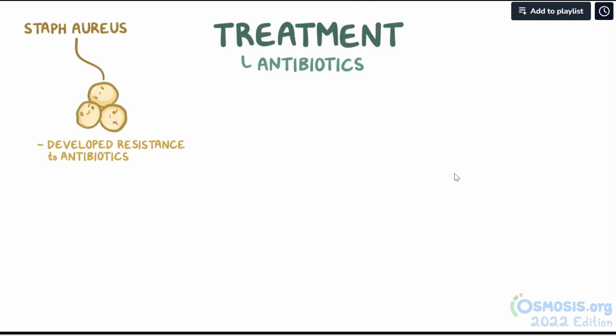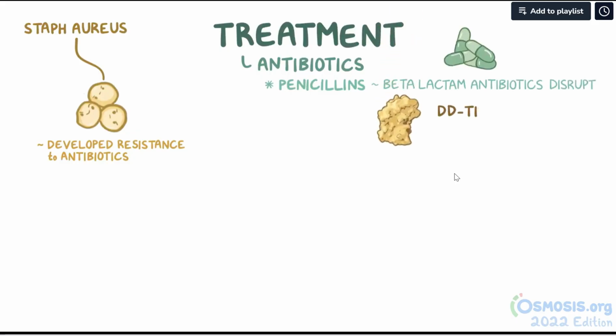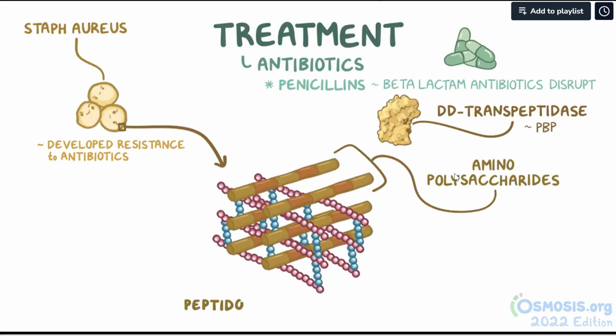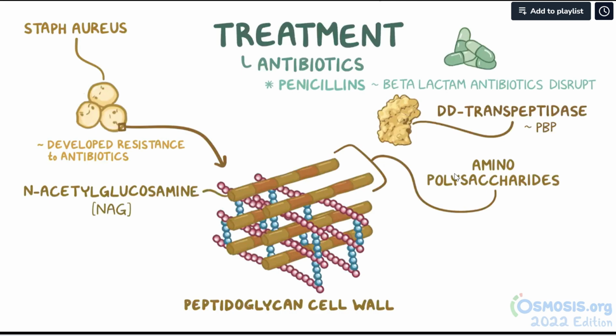number of antibiotics. Penicillins, which are beta-lactam antibiotics, were tried early on. They work by disrupting the enzyme DD transpeptidase, which is a penicillin binding protein, or PBP. PBP is in charge of cross-linking the long strands of aminopolysaccharides that make the peptidoglycan cell wall, running in parallel. These are made of segments of N-acetylglucosamine, or NAG, and N-acetylmuramic acid, or NAM, in an alternating pattern, so NAG, NAM, NAG, NAM, and so on, like a pearl necklace.